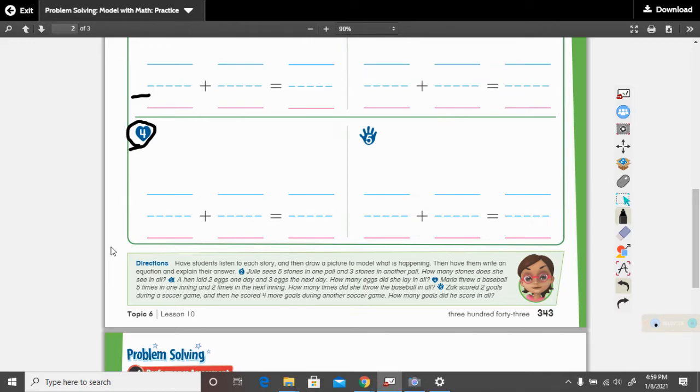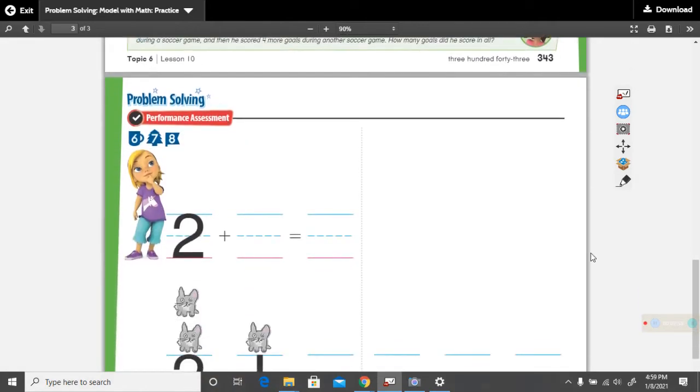Zach scored 2 goals during a soccer game, and then he scored 4 more goals during another soccer game. How many goals did he score in all? See if you can figure out that problem. Okay, we're going to go to the next page.